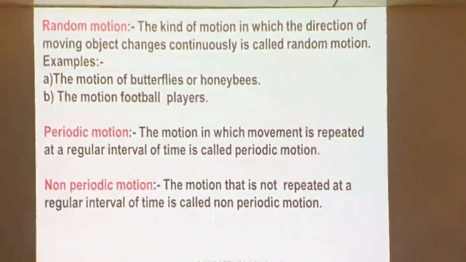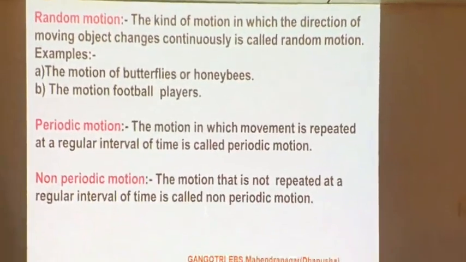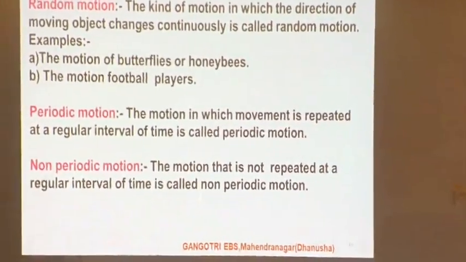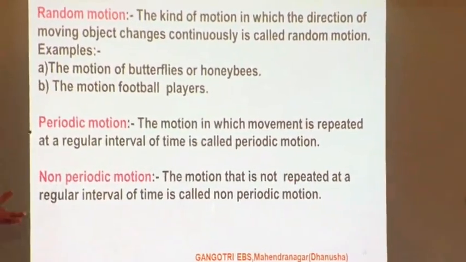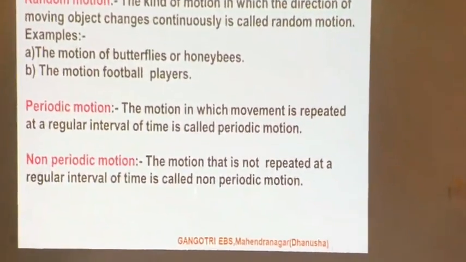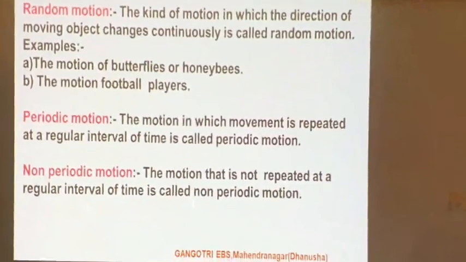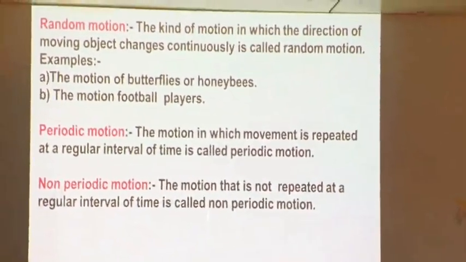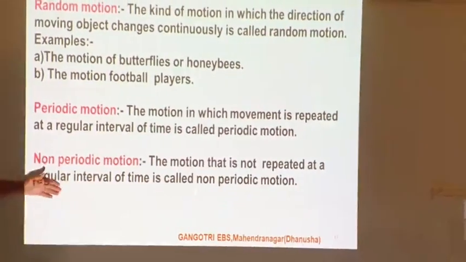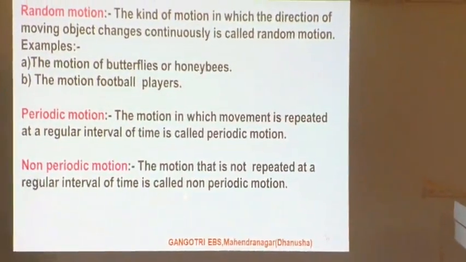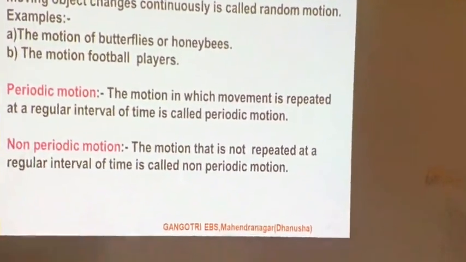Periodic motion means the motion in which movement is repeated at a regular interval of time. You can see a watch moving in periodic motion, as the same repetition is done at equal intervals. Now non-periodic motion means the motion that is not repeated at a regular interval of time. That is known as non-periodic motion.